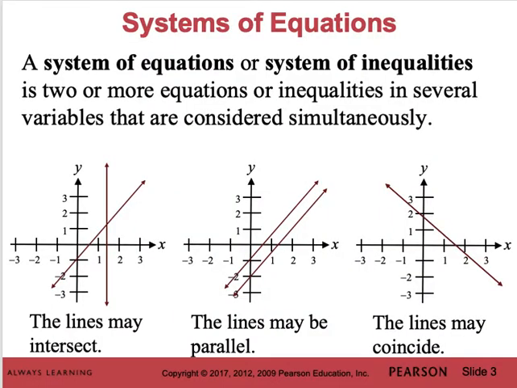A system of equations or system of inequalities is two or more equations or inequalities in several variables that are considered simultaneously. In the first graph on the left, you notice that two lines are graphed on one coordinate plane. The lines may intersect. Two lines graphed on a coordinate plane may also be parallel, or the lines may coincide, meaning the two lines are on top of one another. It's the same line. It looks like one line graphed.